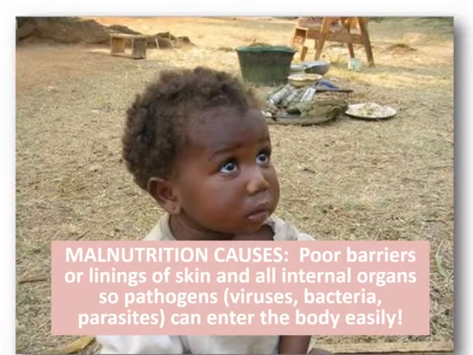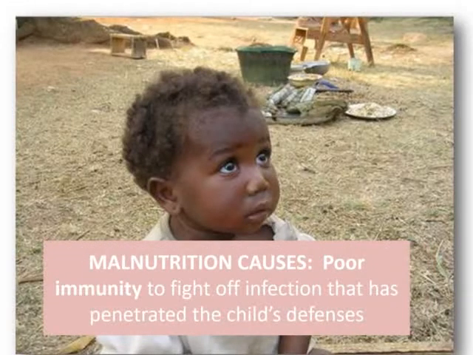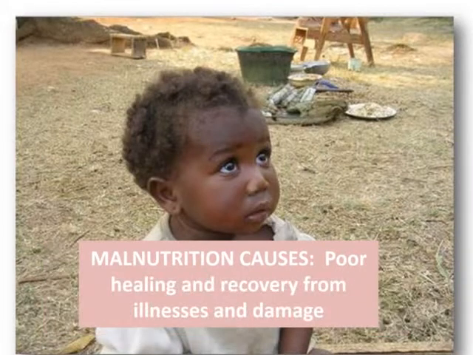Malnutrition causes poor barriers or linings of the skin in all the internal organs, so pathogens, viruses, bacteria, parasites can transgress those borders and enter the body more easily. And this has to do with the linings, for example, of the respiratory tract, the urogenital tract, the GI tract, that there is poor healing and poor barrier immunity to disease. Malnutrition also causes poor immunity to fight off infection that has penetrated the child's body. Malnutrition causes poor healing and recovery from illnesses and damage.